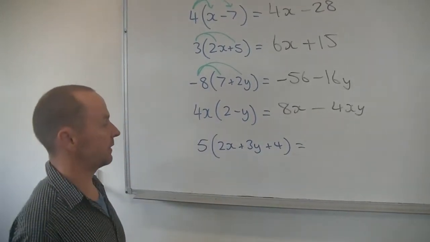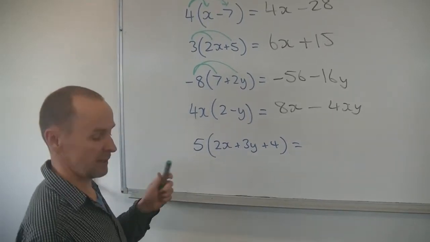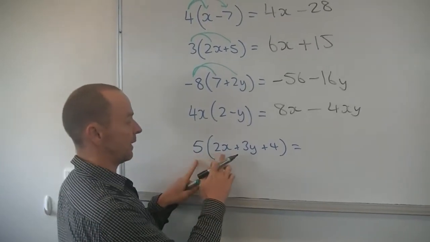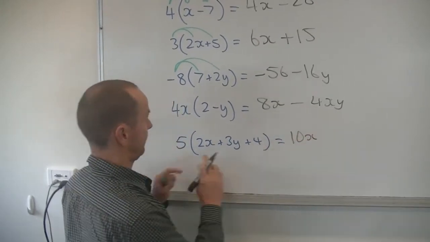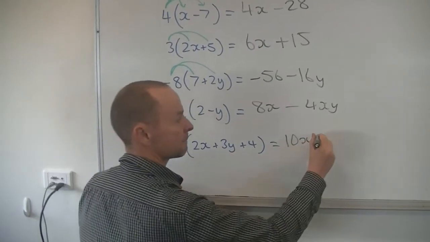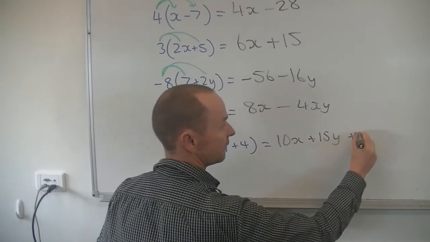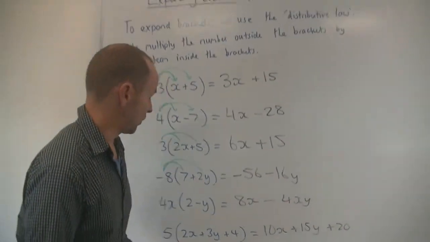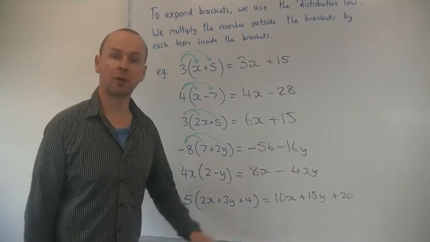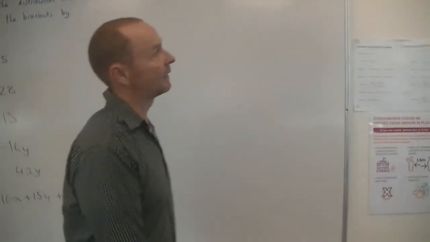And the last one I chucked in there, because this time it's got 3 terms inside the brackets. So you do the exact same process. You multiply everything by 5. 5 times 2x is 10x. 5 times 3y is plus 15y. And 5 times 4 is 20. And that's it. So you just multiply 5 by each of the terms inside the brackets. Easy, isn't it? Let's go over here.